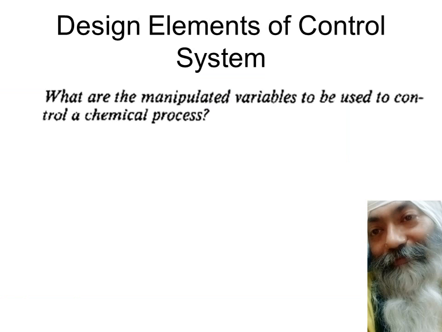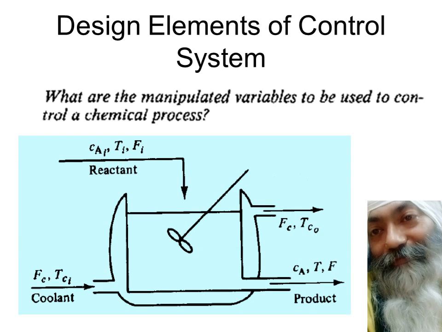The next question which comes to our mind is: what are the manipulated variables to be used to control a chemical process? Here again, I want to control the level of this tank. I have the options, depending upon the process. I can either control the level by controlling the inflow, or I can control this level by controlling the outflow. When I control the outflow, this outflow becomes the input variable. So these are manipulated variables. I can manipulate this variable, I can manipulate this variable. I want to control the temperature, I can manipulate this variable. I cannot manipulate this, but it's easy to manipulate this variable.